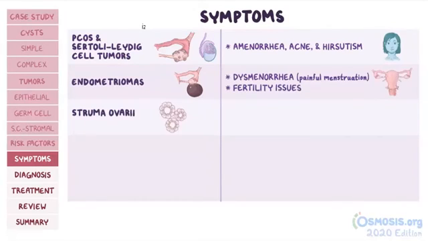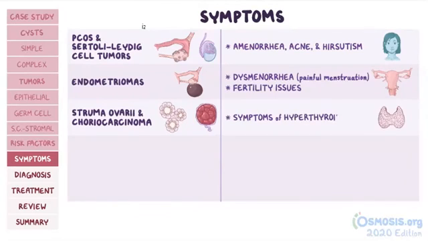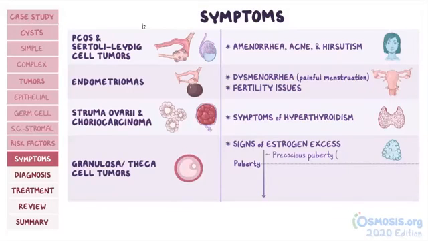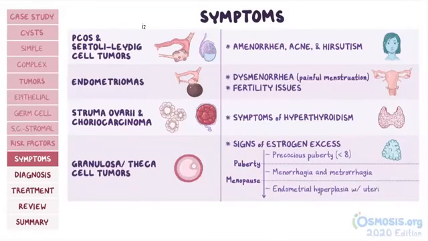In struma ovari, and in some cases of choriocarcinoma, there will be symptoms of hyperthyroidism. Granulosa or theca cell tumors will lead to signs of estrogen excess. Prior to puberty, this results in precocious puberty, which is when signs of puberty appear before the age of 8 in females. In reproductive age, it can cause menorrhagia or metrorrhagia. And postmenopause, which is when most granulosa and theca cell tumors present, they can present with endometrial hyperplasia with uterine bleeding.